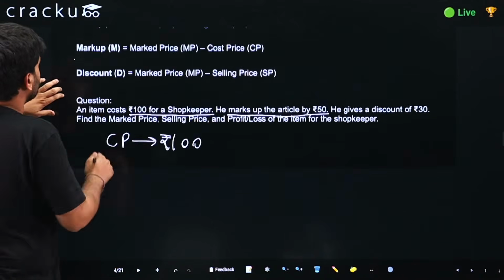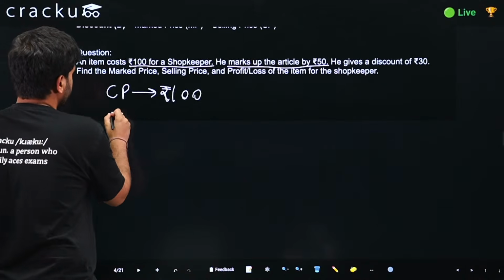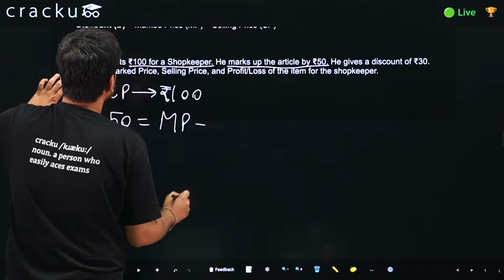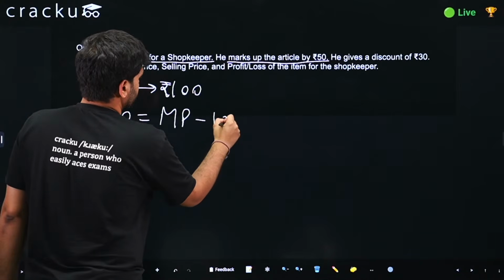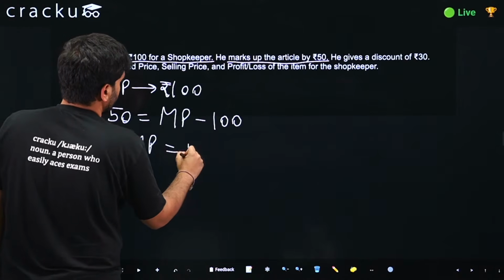So we already know markup equals marked price minus cost price. So 50 equals marked price minus what? Minus cost price. So cost price is 100 here. So we got our marked price as 150 rupees.